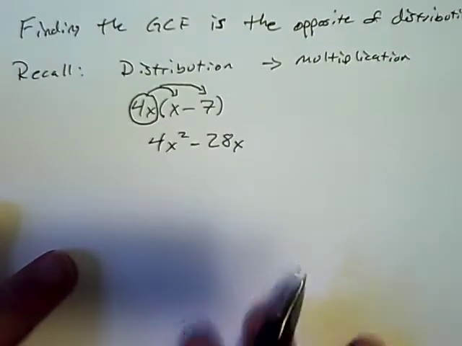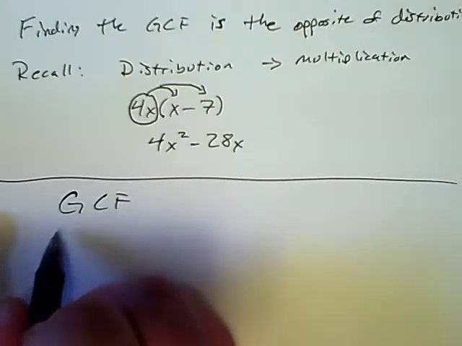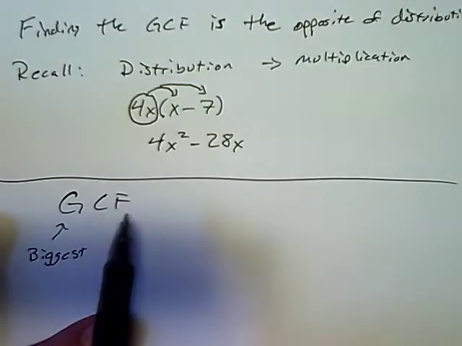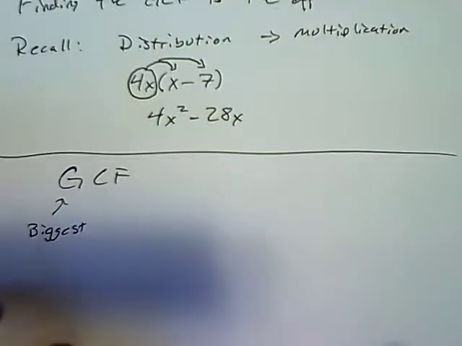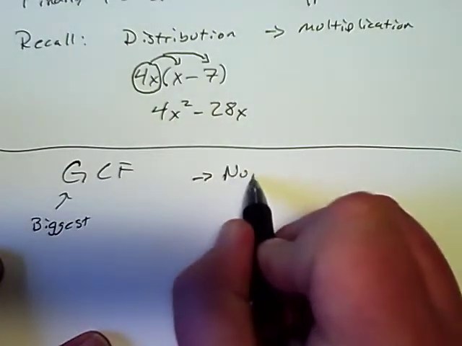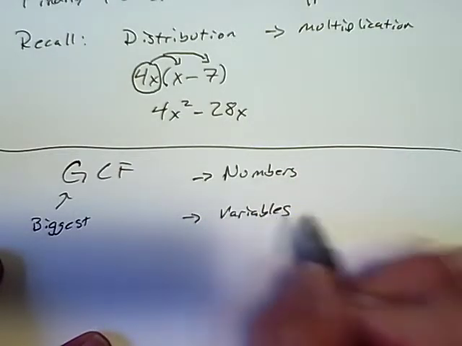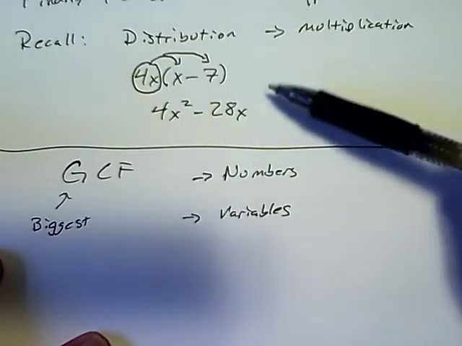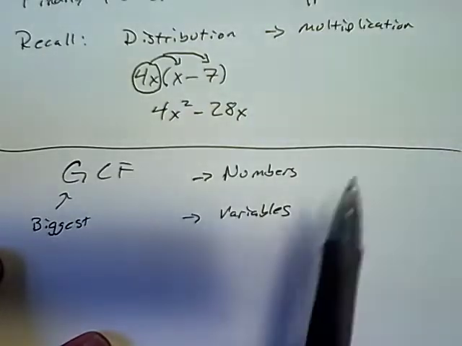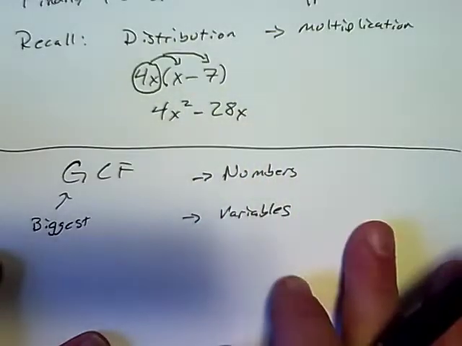Now, when it comes to the greatest common factor, the GCF, I note it has to be the biggest factor that these things have in common. So one thing I'm going to do is break this into two parts. First of all, we're going to deal with the numbers, and then we're going to deal with the variables. I want to make sure we recognize what's happening with this problem here and going backwards. I'm going to use this as an example for when we do more of these going forward.